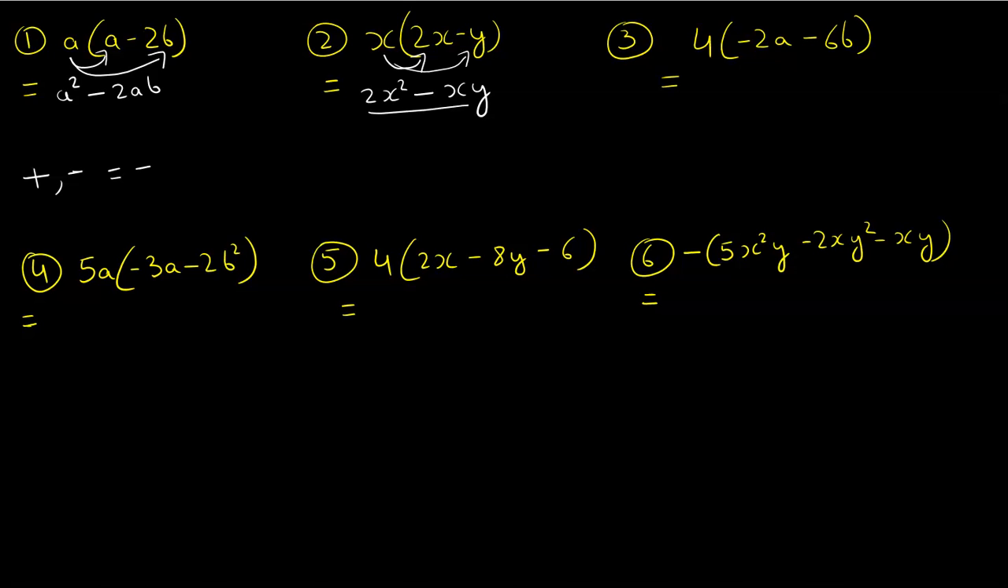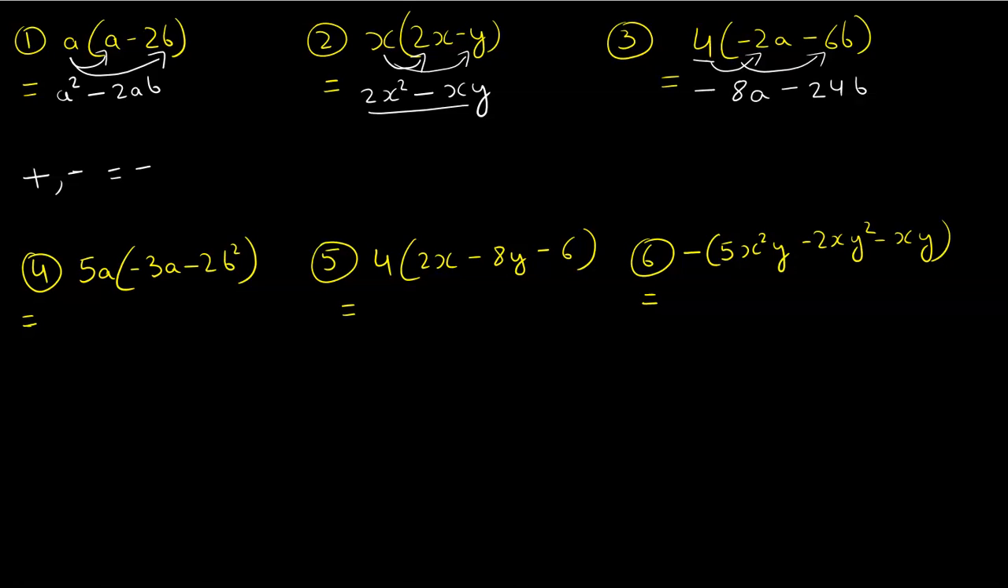So the next one is a little bit different, because in the first term we don't have any letter, we have a number. So how do we do that? We multiply the same way. Positive 4 multiplies with negative 2a. When a positive sign multiplies with a negative sign, we get negative. 4 times 2 is 8, and a simply carries along. Then the next one is 4 times negative 6b. So what is the answer? We first write a negative sign, then 4 times 6 is 24, and b simply carries along.